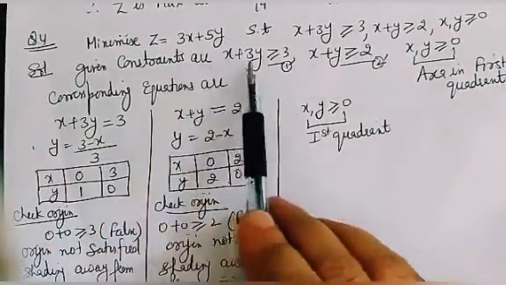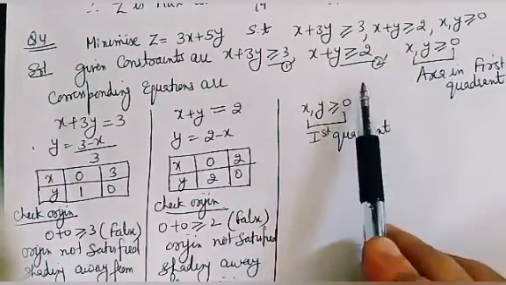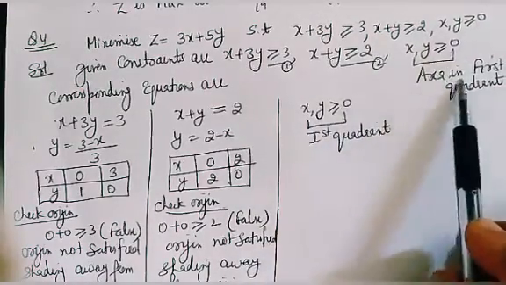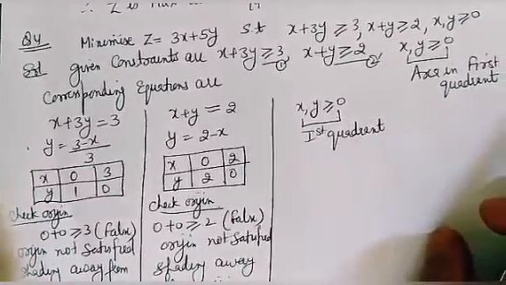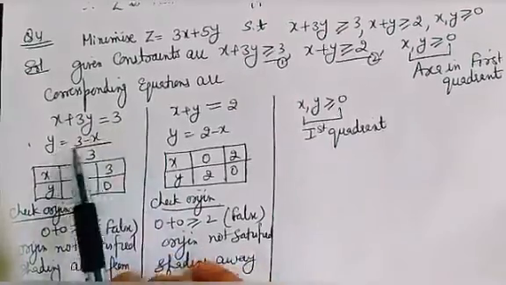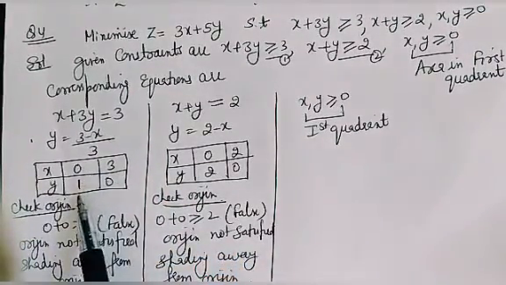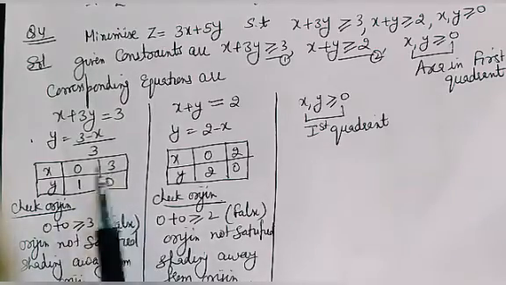Given constraints are x plus 3y greater than or equal to 3 and x plus y greater than or equal to 2, and x, y positive, which mean the area lying in the first quadrant. Corresponding equations are x plus 3y equal to 3, y equal to (3 minus x) by 3. Just two values we require. When x is 0, y is 1; when y is 0, x is 3.